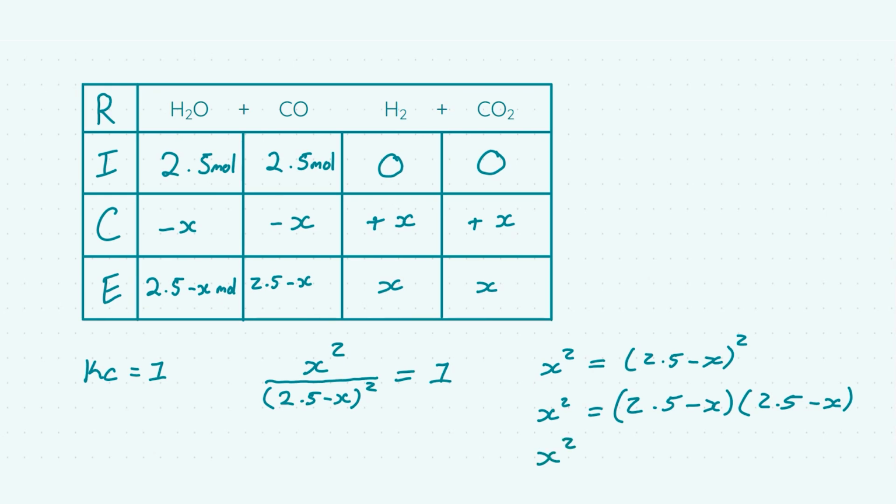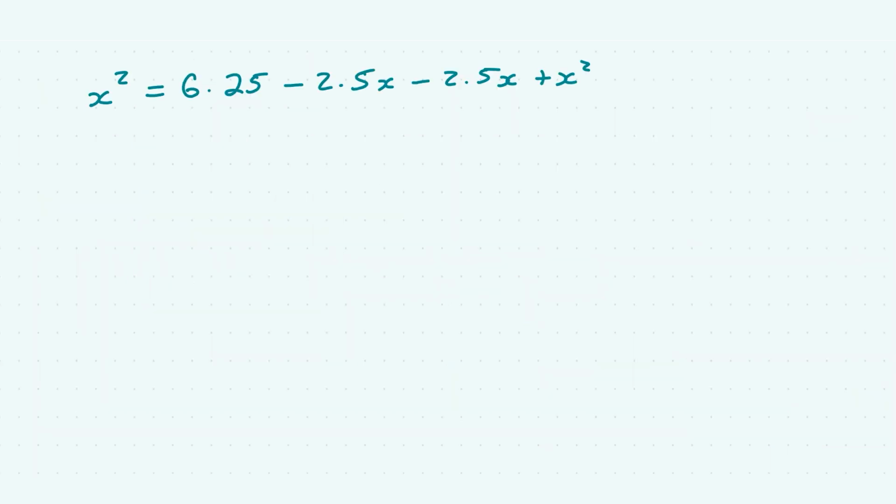So x squared equals, so you multiply this one first, 2.5 times 2.5, which you can throw into your calculator if you want, but 6.25. And then we'll multiply that by the minus x, so minus 2.5x. And then this x, we'll multiply these out, minus x times 2.5 is another minus 2.5x. Then finally, minus x times minus x is just positive x squared. So then we're left with this equation, and then just simplifying this. So we have x squared on the left and x squared on the right. These cancel each other out.